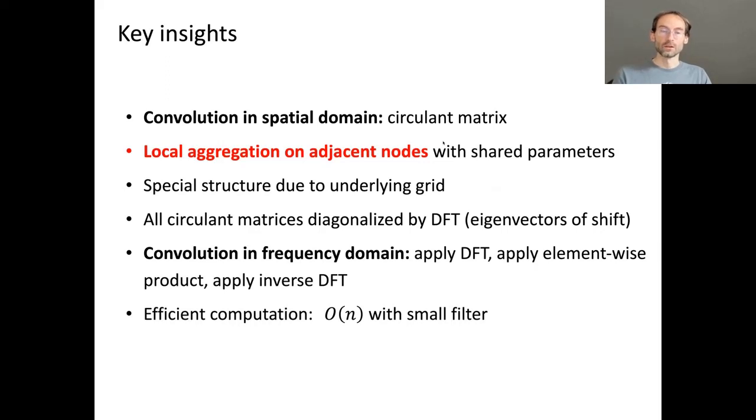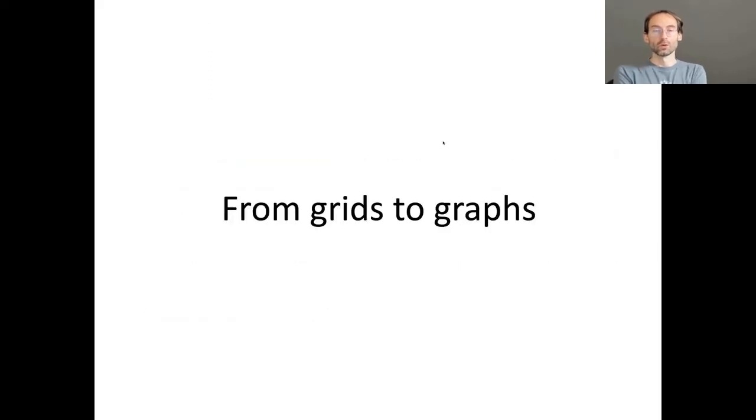And the complexity of computing it in the spatial domain, if the filter is small, is order of n. And in the frequency domain it is n log n, using the fast Fourier transform algorithm, where for practical purposes, n log n is almost as good as order of n. So now we go from grids to graphs, okay?